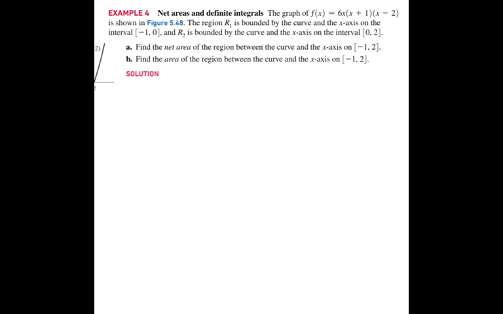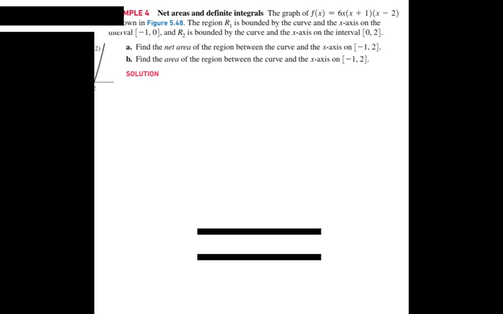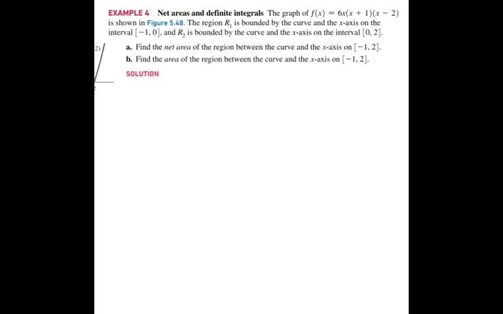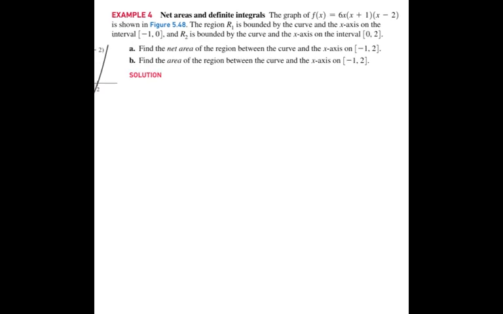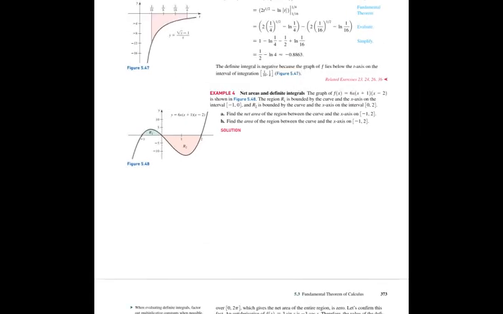Let me see. The graph of this is shown in the figure. The region R1 is bound by the curve on the interval from -1 to 0, and R2 is bound from 0 to 2. Find the net area of the region between the curve and the x-axis from -1 to 2. Okay, so if we look at this graph, if we want the net area, it's going to be the area from basically the green minus the red.